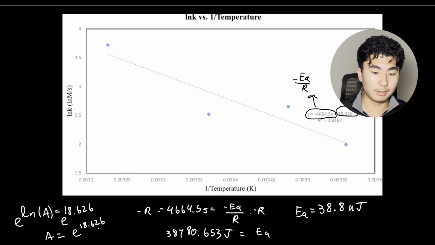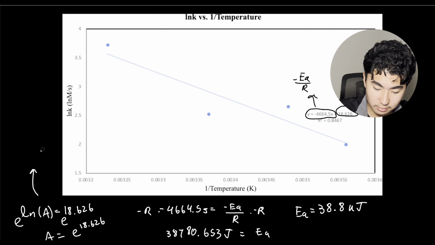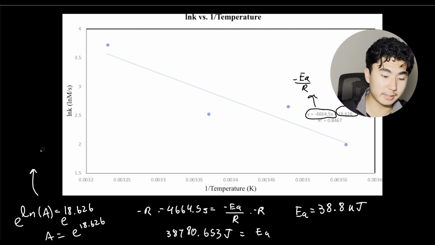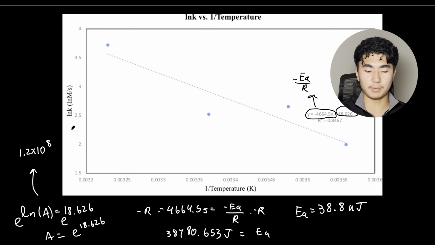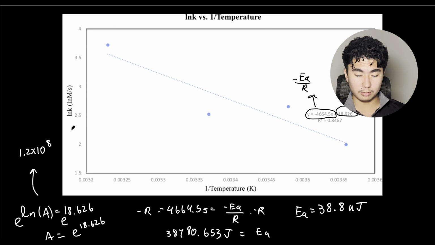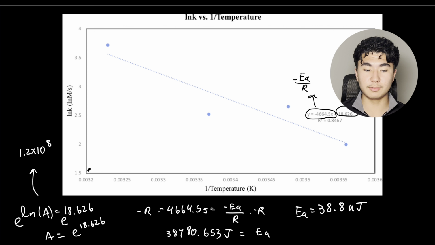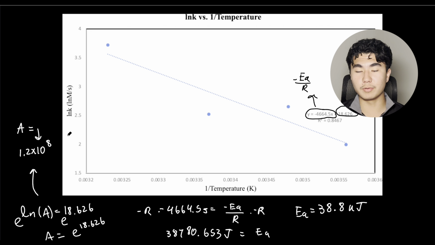And you get a pretty wild number. Let me see how I can summarize this. So it's 1, 2, 3, 4, 5, 6, 7, 8. So I got 1.2 times 10 to the 8th power. I think that's correct. Let me double check. Yeah. So 1.2 times 10 to the 8th power, and that is our A. So our A equals that, and that is how you can find your activation energy and even your A given a graph.